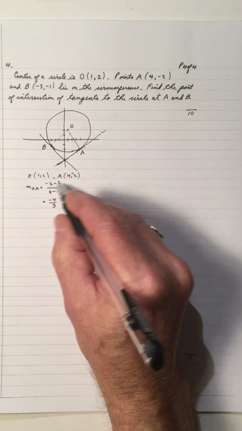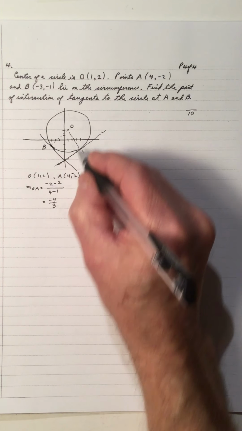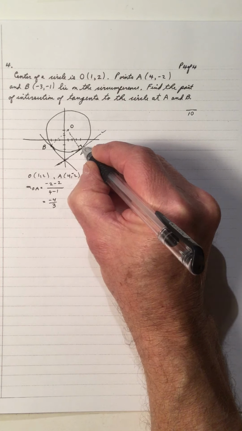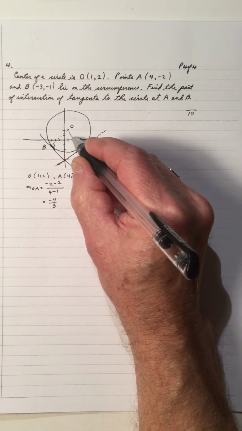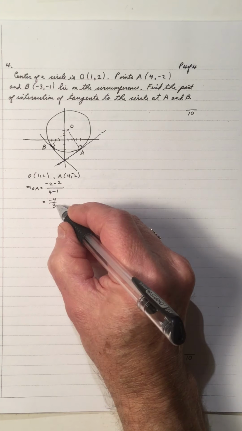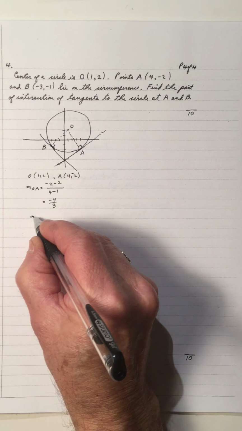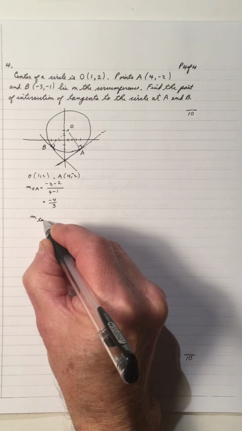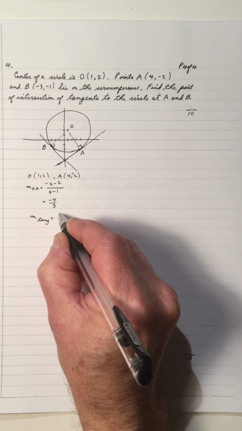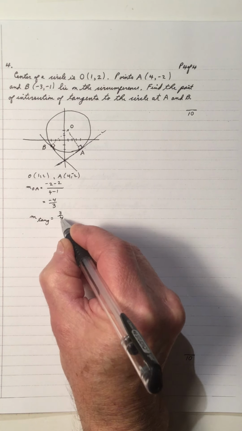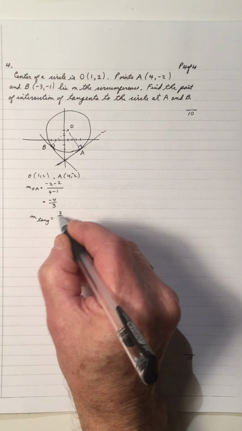So that means that the slope of the radius, remember, a tangent and a radius make a 90-degree angle. So if the slope of the radius is negative 4 over 3, then the slope of the tangent is the negative reciprocal. So it's 3 over 4. That's a negative, so we make it positive and flip the fraction.